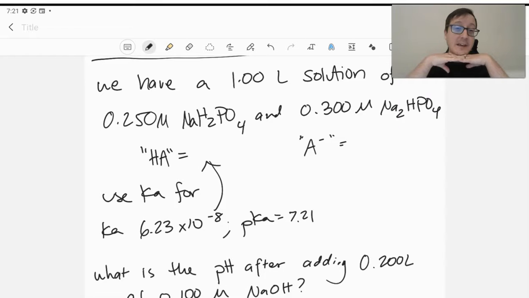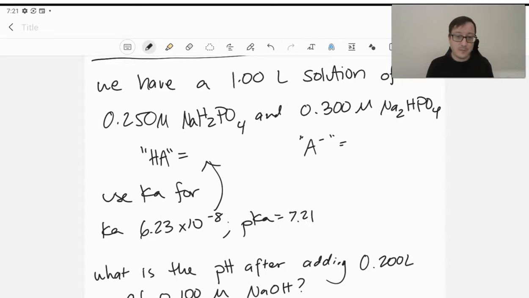And now we take a look at a much more fun problem. Let's say we have 1 liter of a solution of 0.250 molar sodium dihydrogen phosphate and 0.3 molar sodium hydrogen phosphate. It's important when we have complex acids like this that we understand what HA and A minus are.